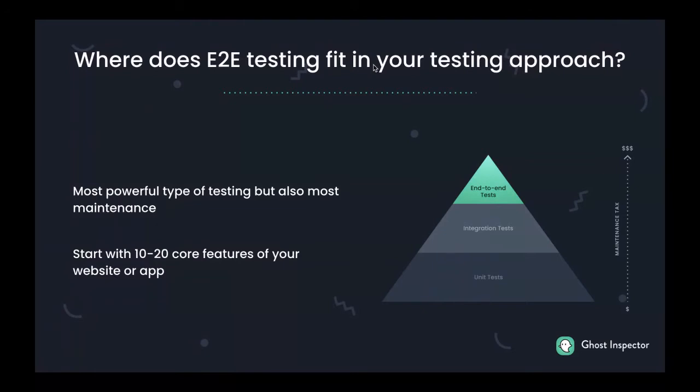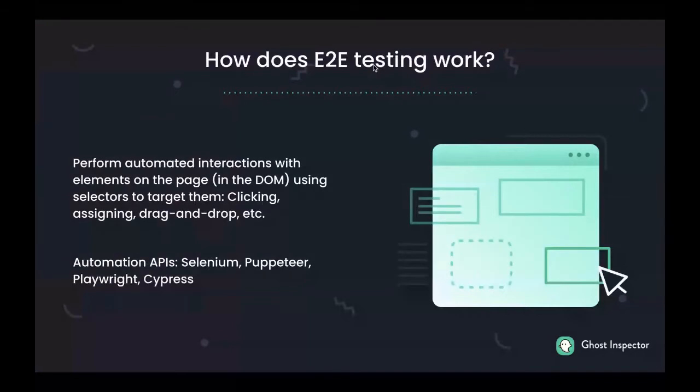How does end-to-end testing work? When I show you GhostInspector, a lot of this is pretty seamless, but I want to give you a little bit of an understanding of what's actually going on when you're doing browser automation. So what we're doing is performing automated interactions on elements in the DOM on the page. And we're doing that by using selectors to target them and perform those interactions.